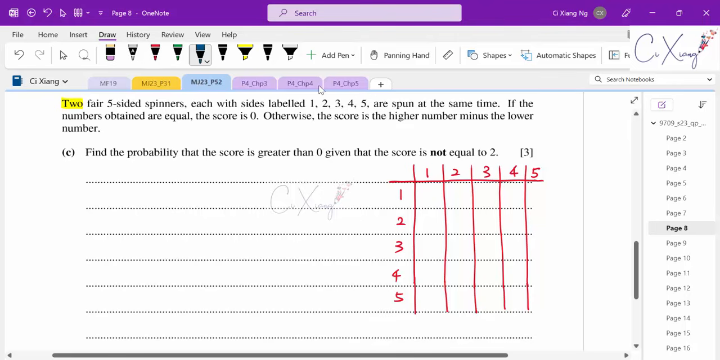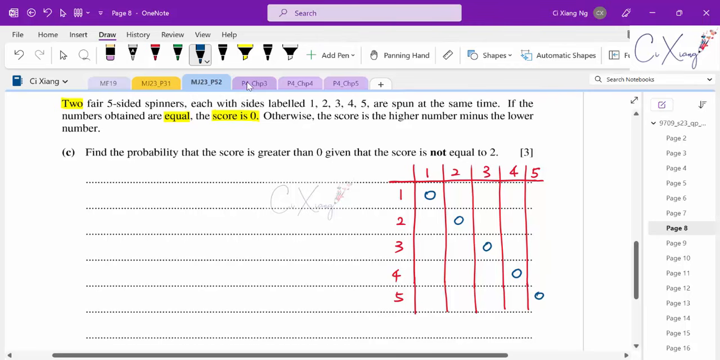Right, so first of all, my result, I'll put it in blue color. So the score is, if I get spinner number 1 is 1, spinner number 2 is also a 1, right? Then the score will be a 0, because here they say, if the numbers obtained are equal, then the score is 0. So the blue color is the score. Okay, so when I get 2 and 2 also 0, 3 and 3 also 0, 4 and 4 0, then 5 and 5 also 0.